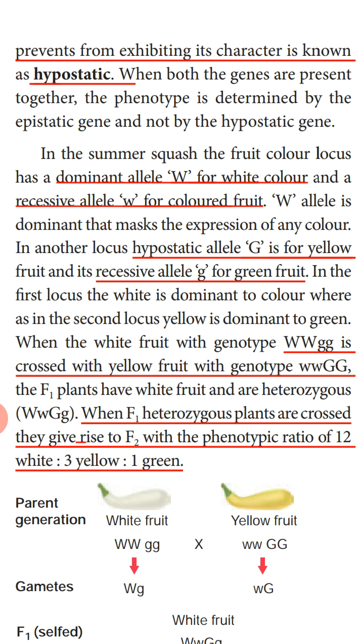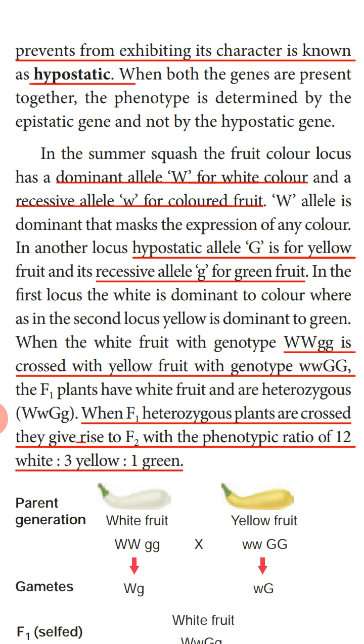In another locus, the hypostatic allele G is for yellow fruit, and its recessive allele small g is for green fruit. Here, the hypostatic allele is present, whose expression is hidden by the dominant allele. So in the hypostatic locus, capital G is for yellow color and its recessive allele small g is for green color. In the first locus, white is dominant to color, whereas in the second locus, yellow is dominant to green.